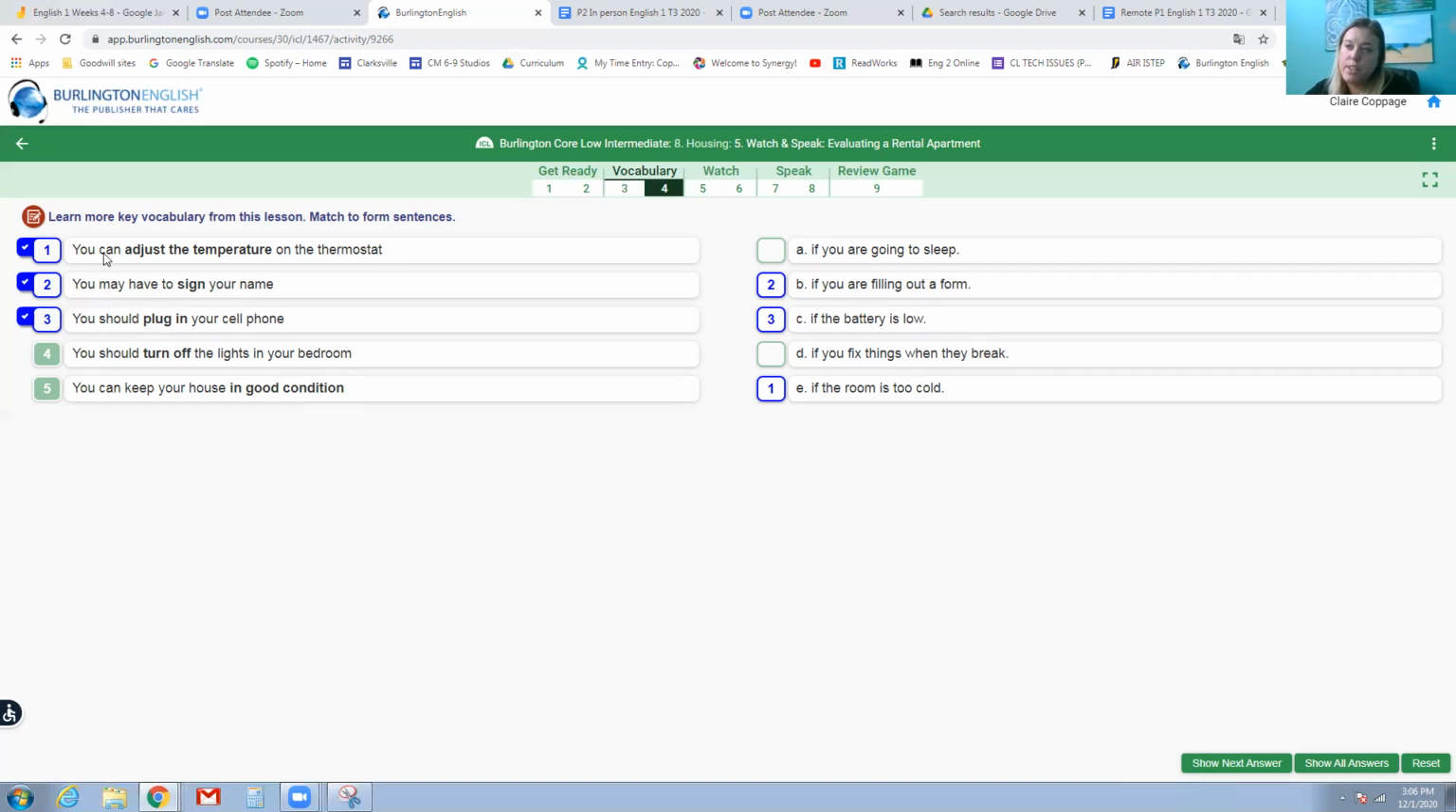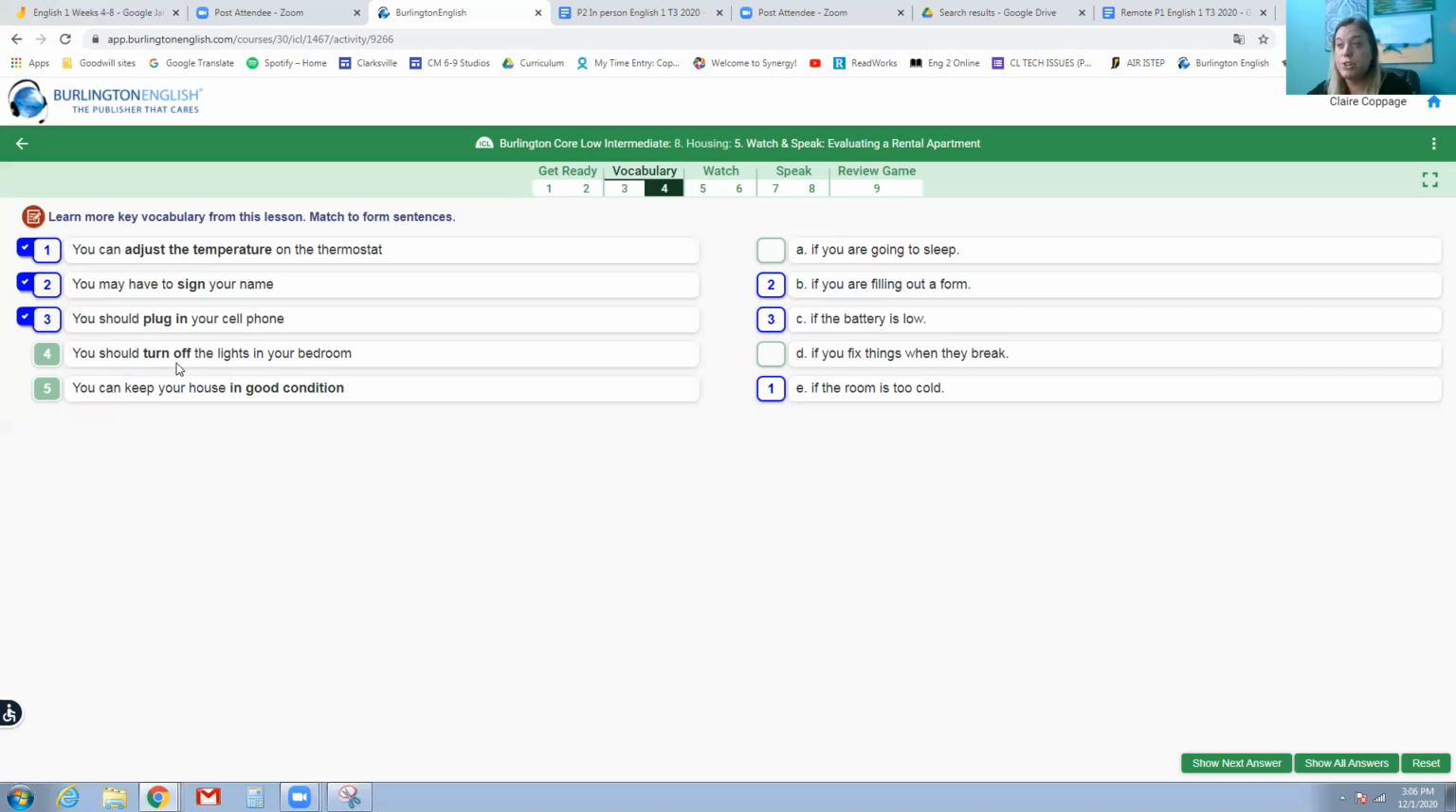So notice we're using can and may and should. We had a lesson on these words. May and should are a lot like deber.